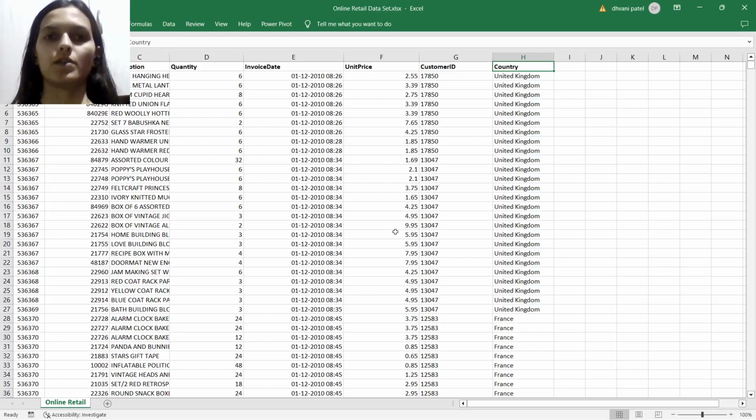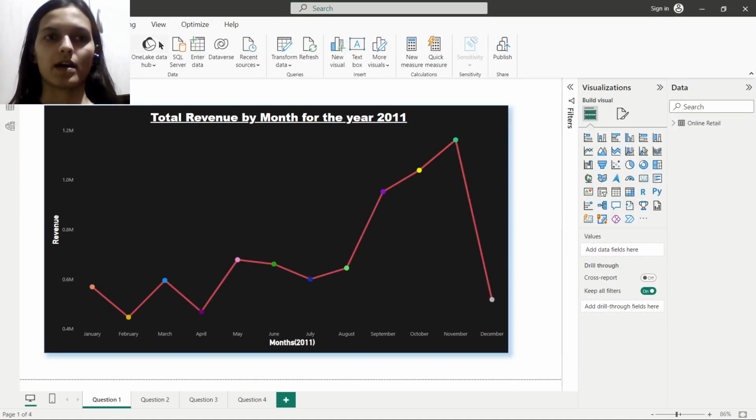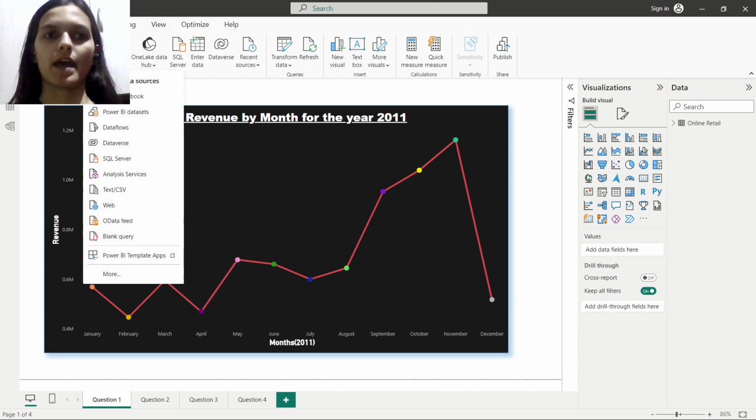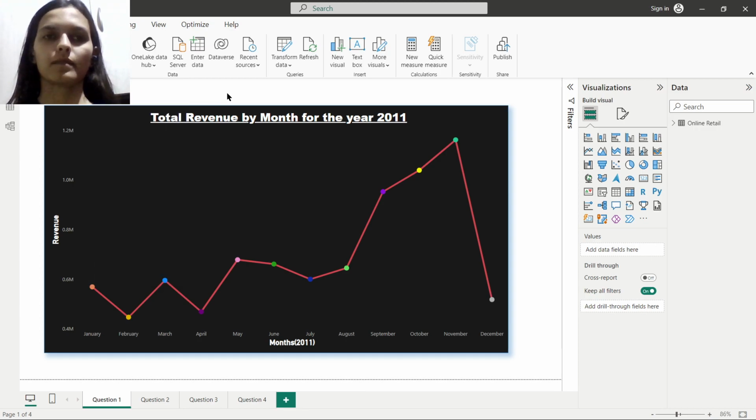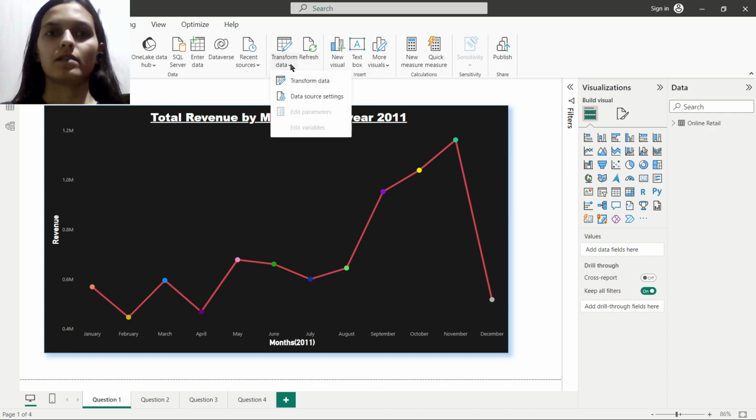So here is the raw data which I got from the Forager, and I imported this data into Power BI using Get Data and Import Excel workbook. Then I cleaned this data according to my preference. First of all, I want the data to be pure, with no blank cells or any wrong or misplaced data. So I first cleaned that data.